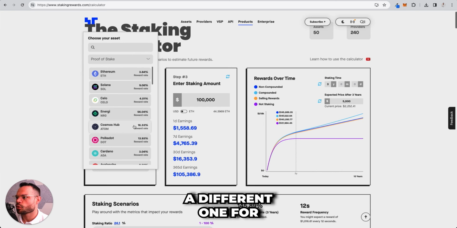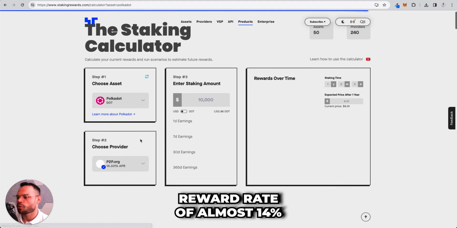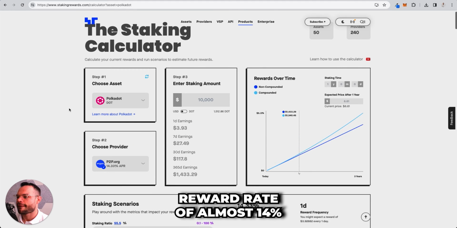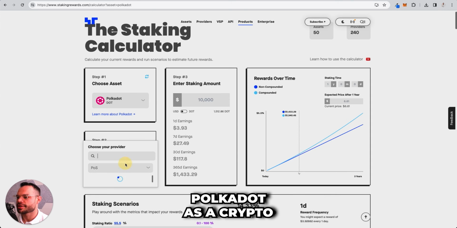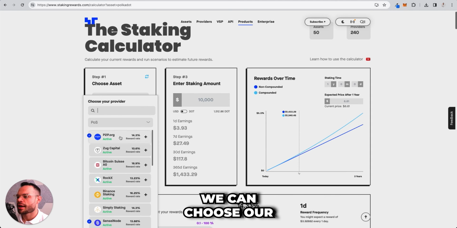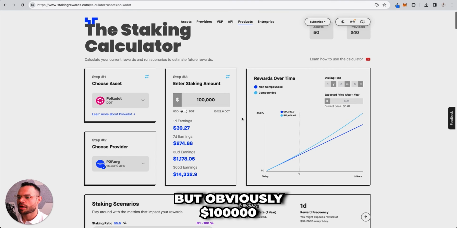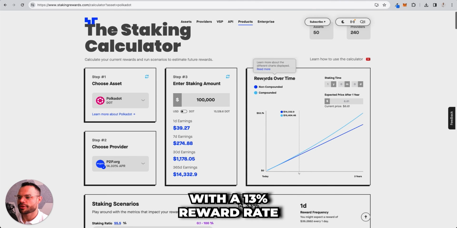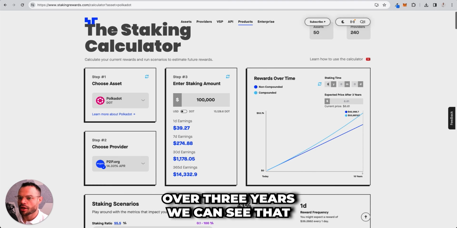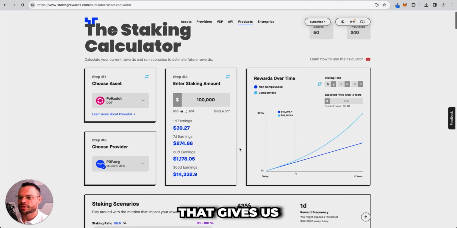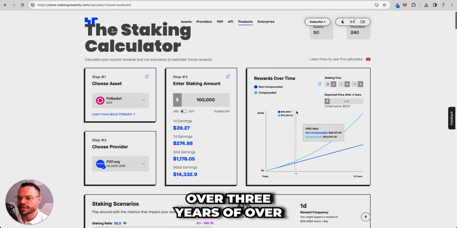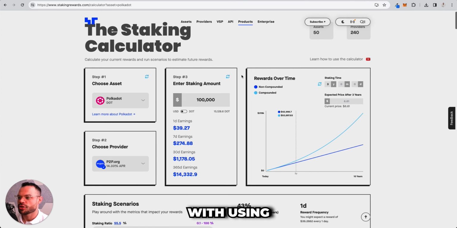If we take a different one, for example here, we could look at something like Polkadot, which gives a much higher reward rate of almost 14%. So again, we can choose Polkadot as the crypto. We can choose our rewards provider here. So let's just keep the default again. Again, let's just use $100,000 as an example so that we can keep things simple. But obviously $100,000 with a 13% reward rate or 14% over 3 years, we can see that that gives us compounded rewards over 3 years of over $50,000 with using the Polkadot network.